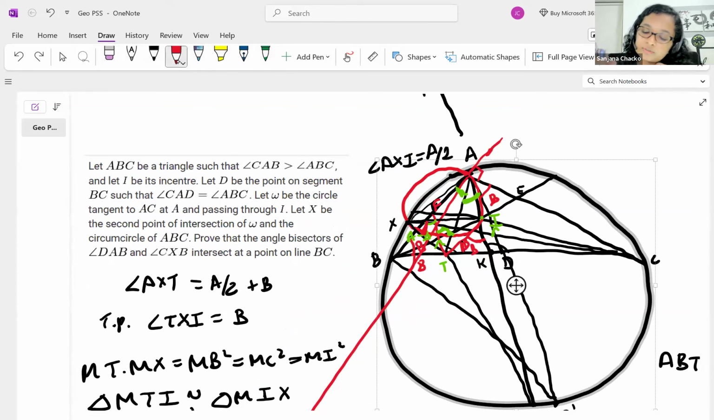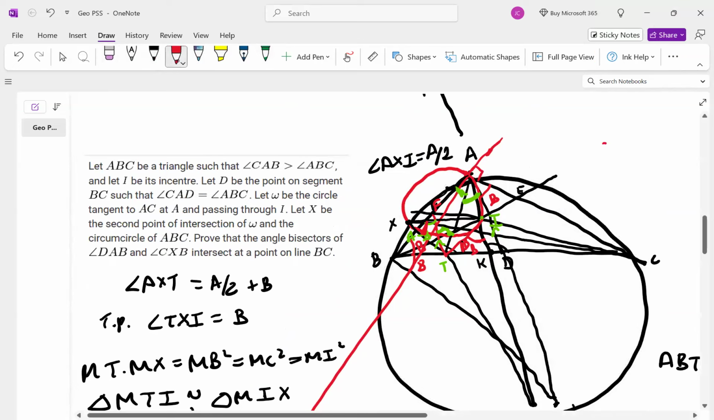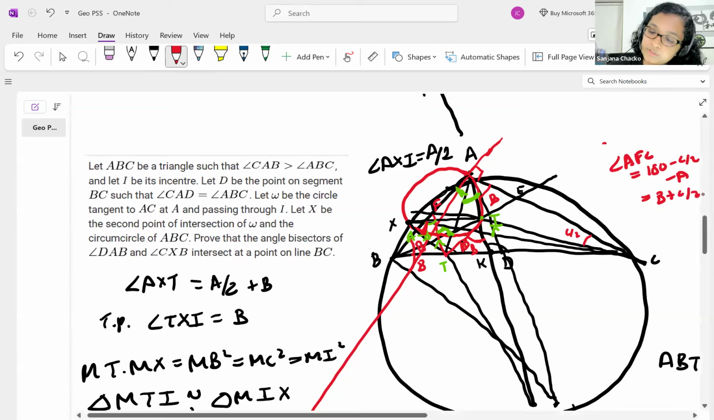Yes, so AIF is this angle, which is 180 minus, it should be 90 minus C by 2, I think. Not sure. No, that doesn't make sense. Okay, we have C by 2 here, and we have 180 minus B by 2. It's 180 minus B by 2, AIF, or am I wrong? Okay, we know AFC, right? AFC should be 180 minus C by 2 minus A, which should be B plus C by 2. And AFT is twice of this. So it's 2B plus C.